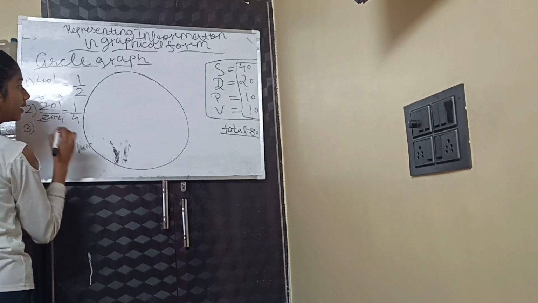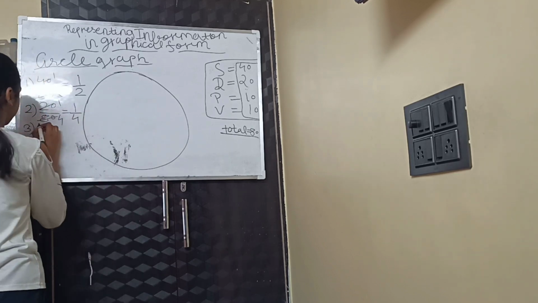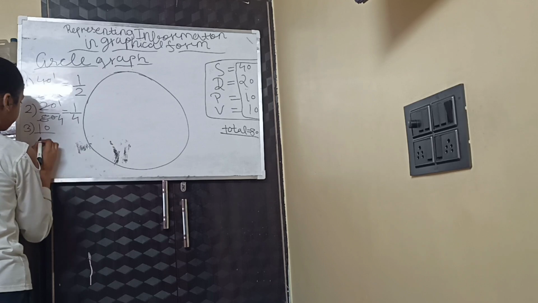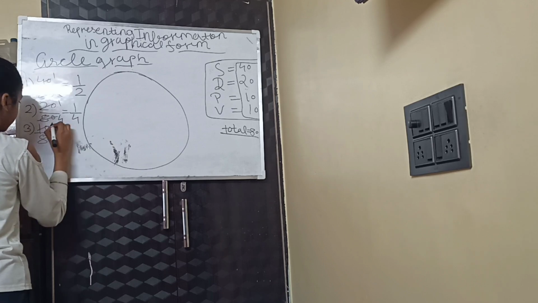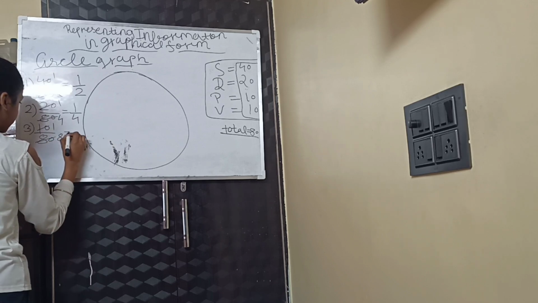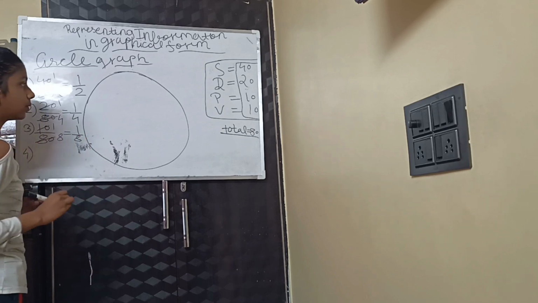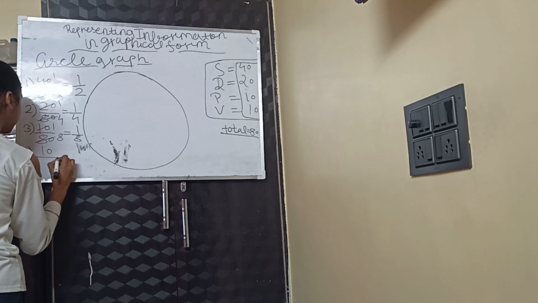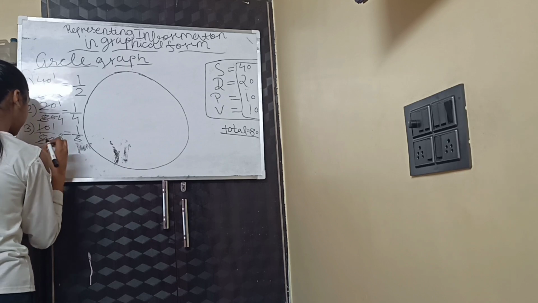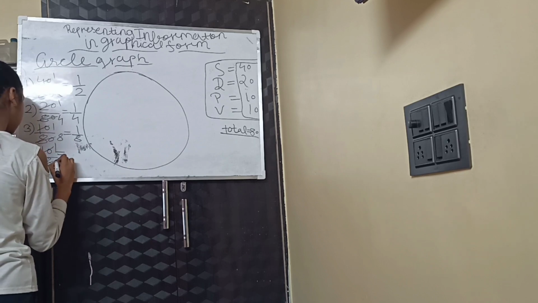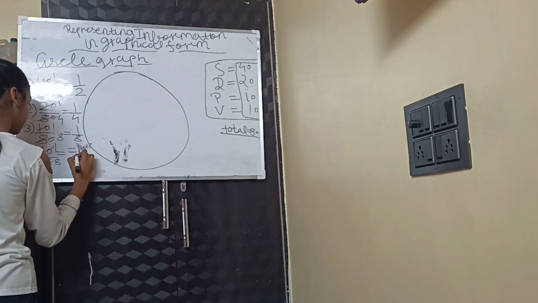Now the third one is 10. So we'll write here 10 upon 80. 10 ones are 10, 10 eights are 80, so it is equal to 1 upon 8. The last one, the fourth one, is again 10 upon 80, which again gives 1 upon 8.